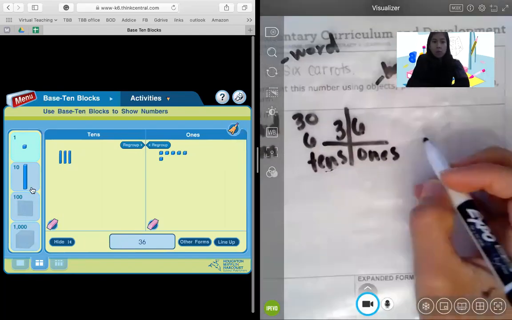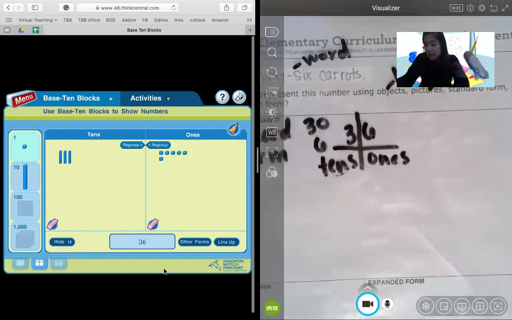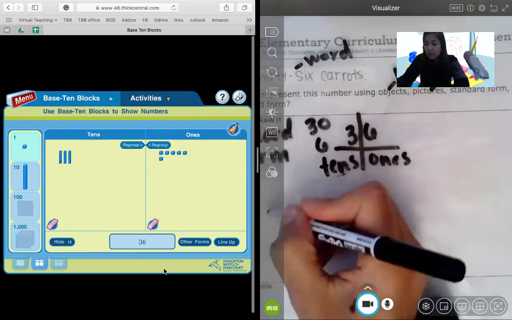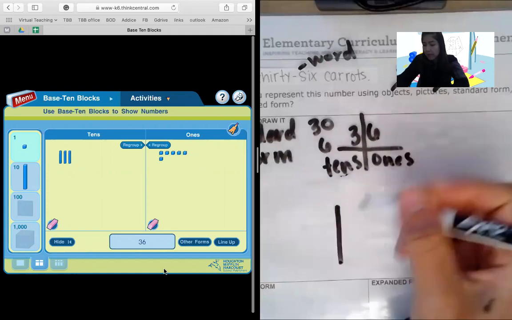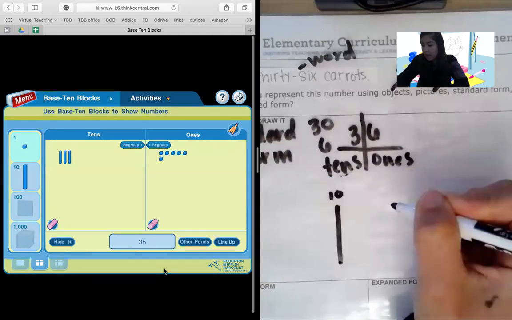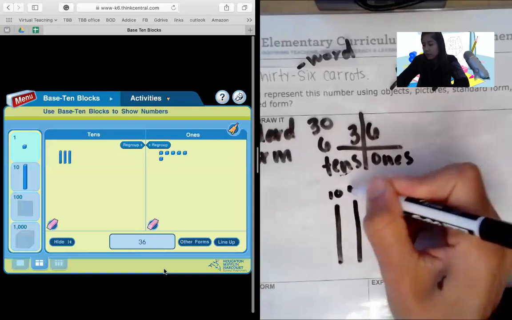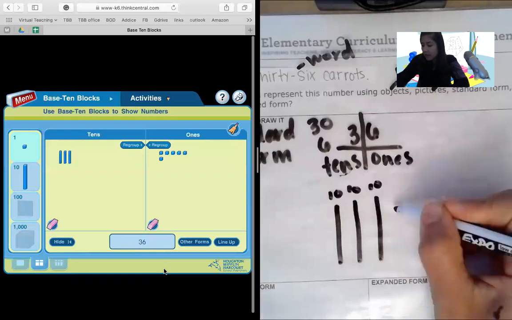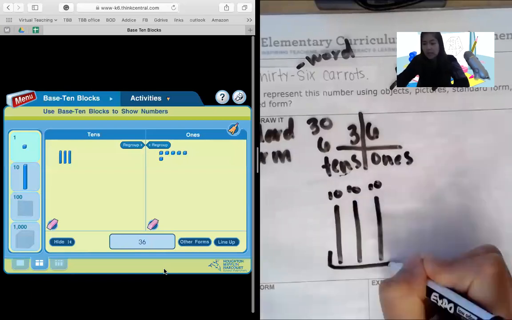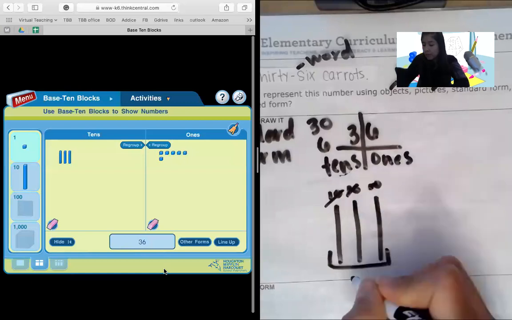So what I have here, I'm going to represent it on the right side on my paper. So I have 3 tens, and in order to be more efficient, we do just one line and then put 1, 2, 3. 3 tens, and the value of 3 tens is, let's count, 10, 20, 30. The value of 3 tens is 30.